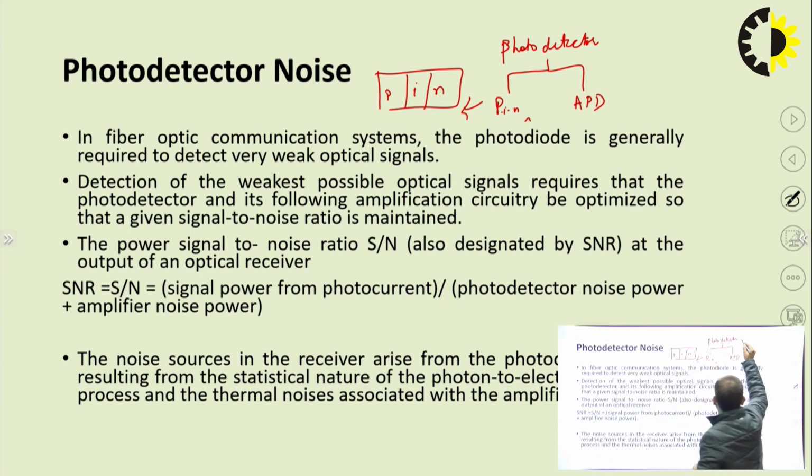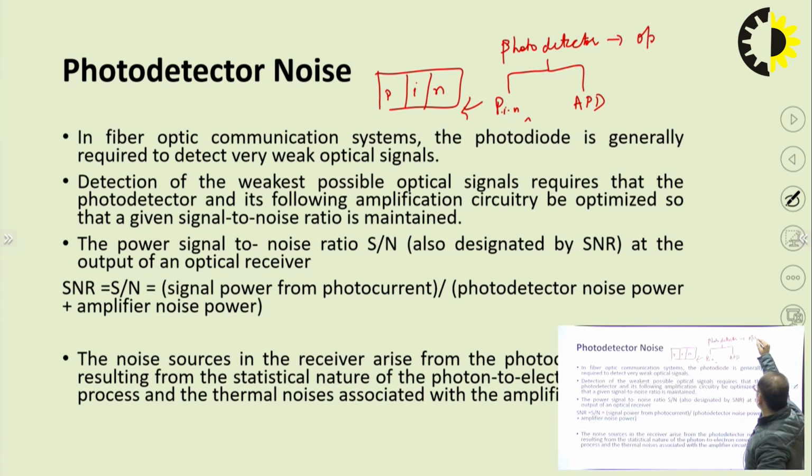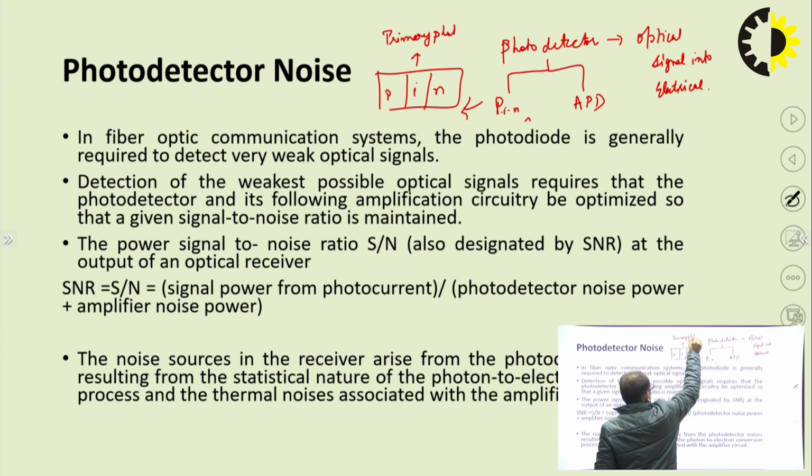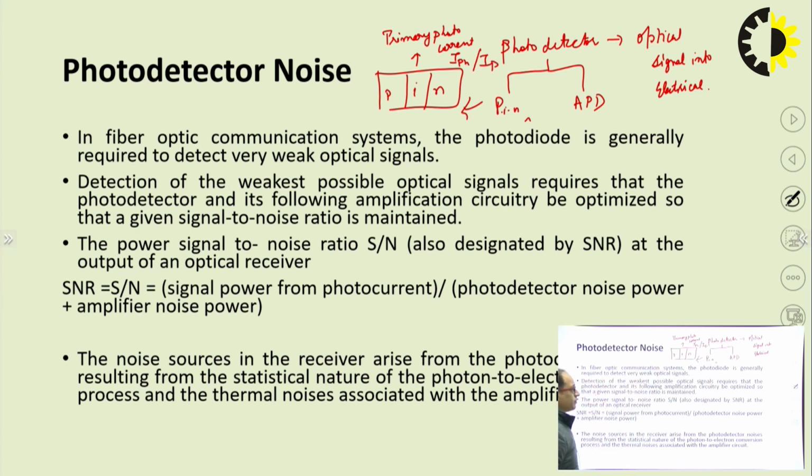This photodetector generally converts the optical signal into the electrical signal. So in the PIN photodetector, the optical signal is converted to electrical current, and a primary photocurrent is produced at the output, which we show as IPH, or sometimes it is written as IP. Clear? Now the APD.